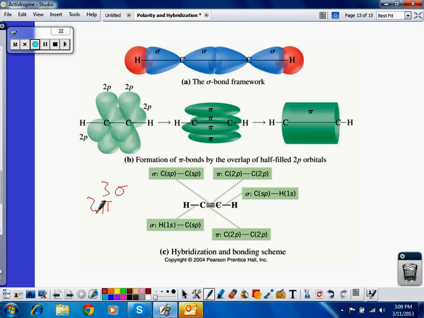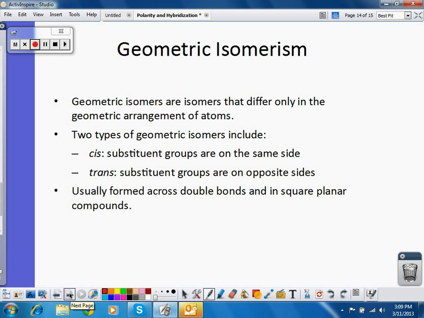Now, when we get multiple bonding like this, we can get something called a geometric isomer. And a geometric isomer simply means there are 2 different ways to physically arrange the atoms. So if you remember back to resonance structures, we always arrange the atoms the same way, we just move the electrons around. In geometric isomers, we move the atoms around. So we have a different geometry depending on how the atoms are arranged. And geometric isomers arise from multiple bonding.